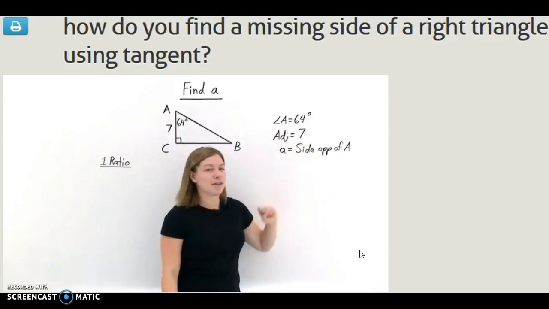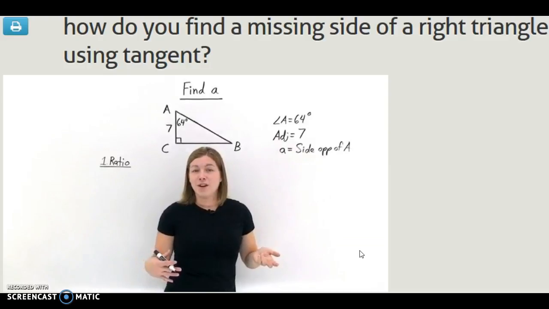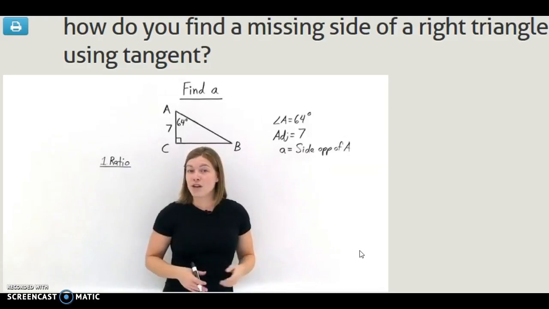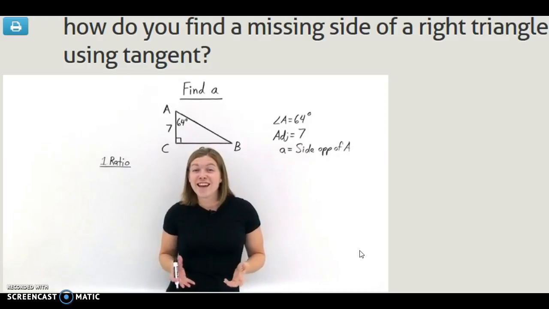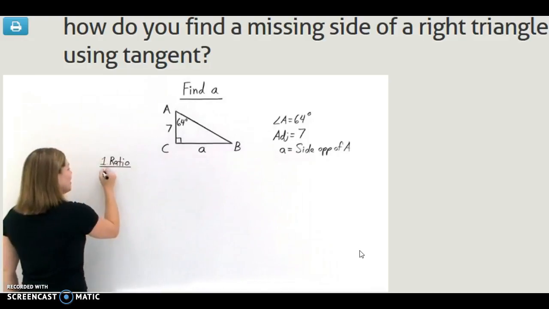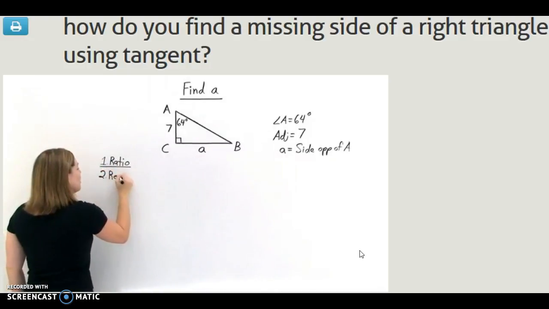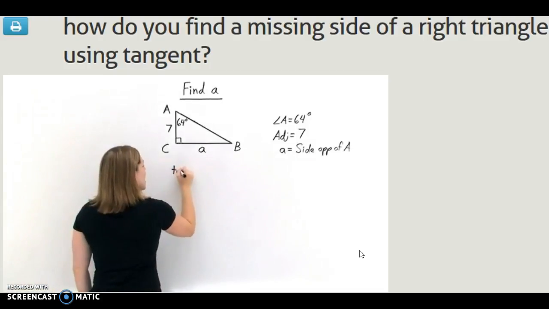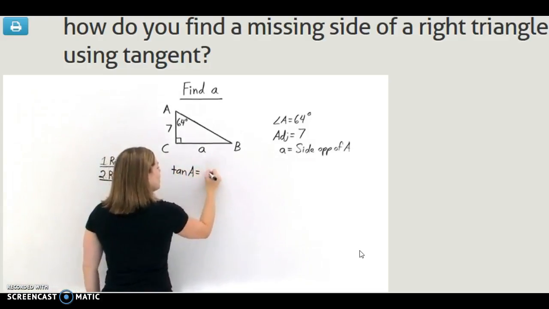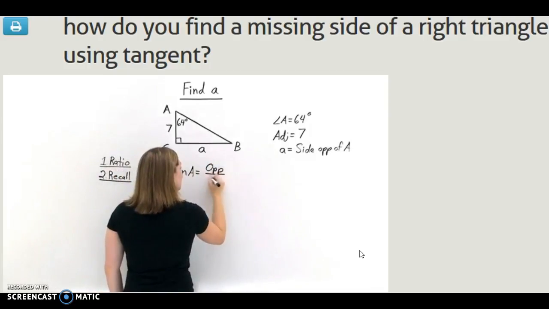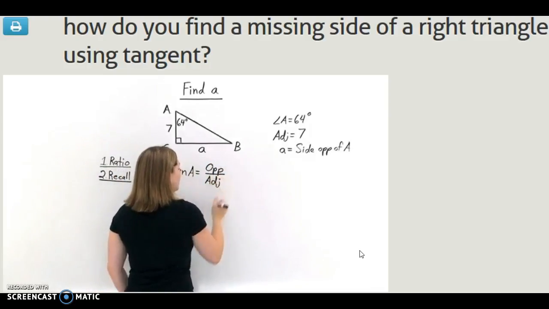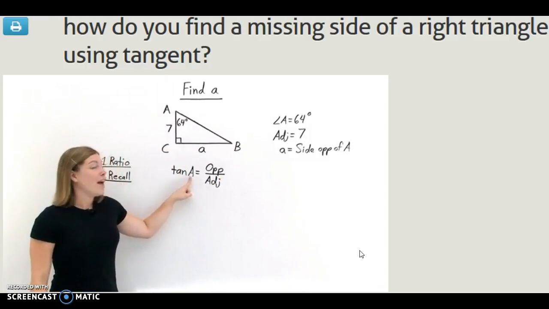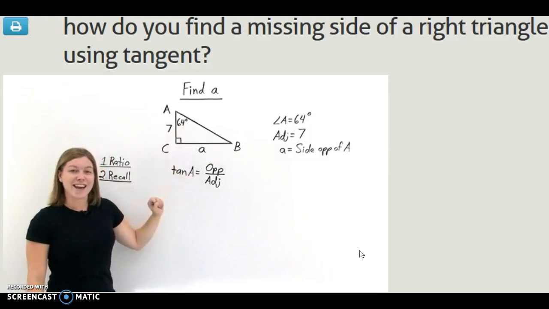Well, adjacent and opposite. Which one of the ratios uses opposite and adjacent? Sine, cosine, or tangent? Tangent. Tangent uses opposite and adjacent. So in step number 2, let's recall the ratio for tangent. Tangent of an angle is equal to the opposite side over the adjacent side. For this ratio, our angle we'll use as the known angle that we have, angle A.